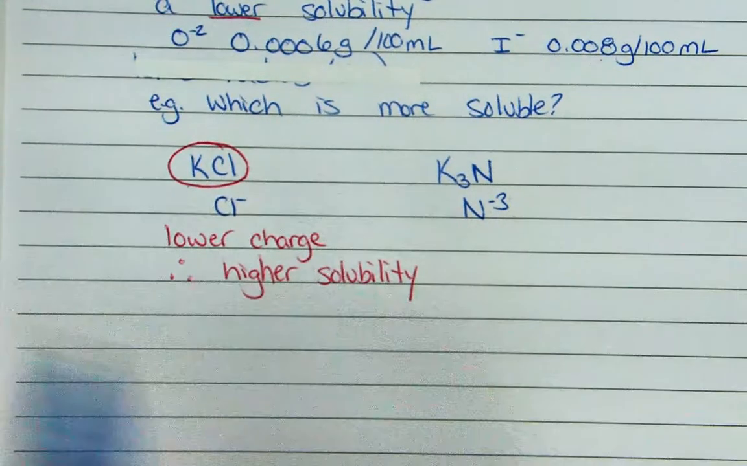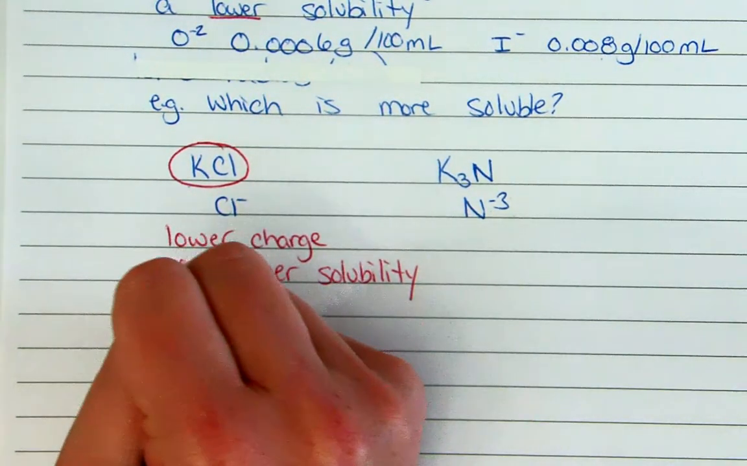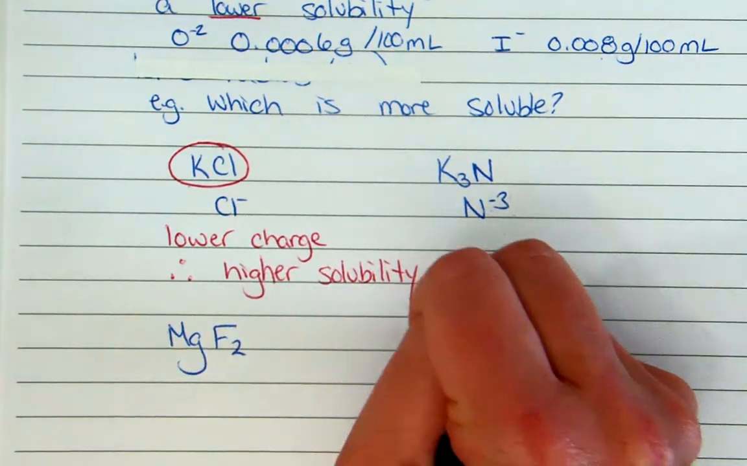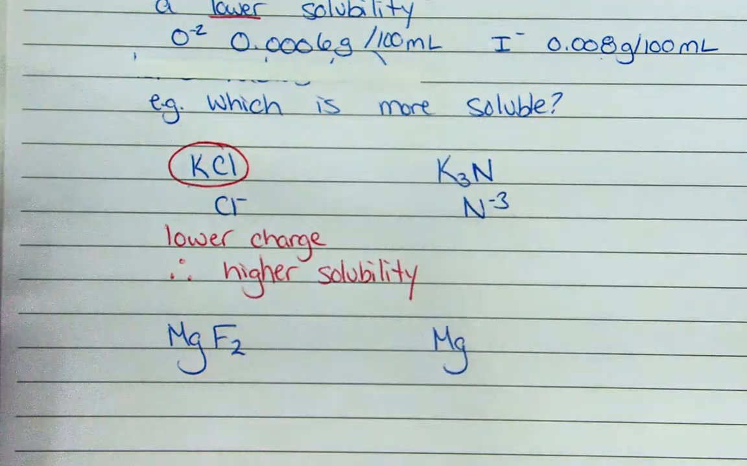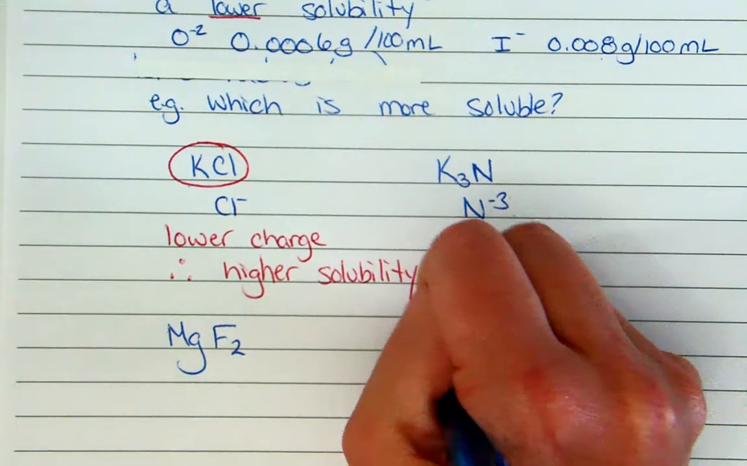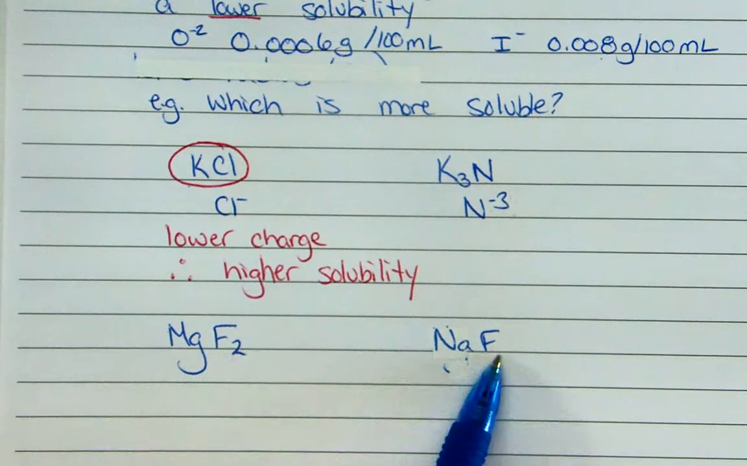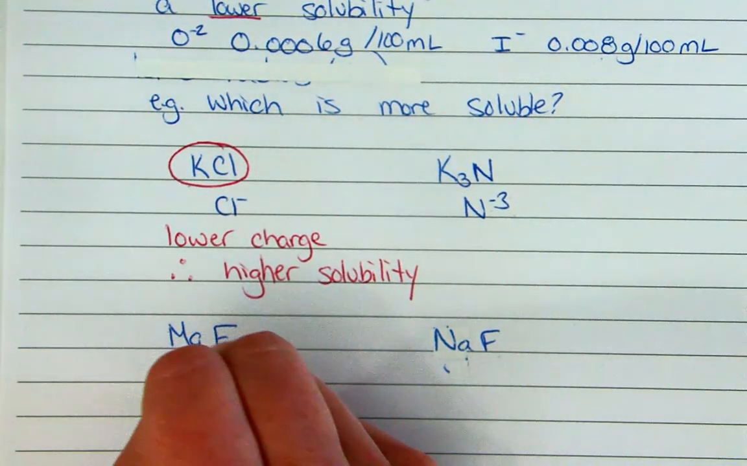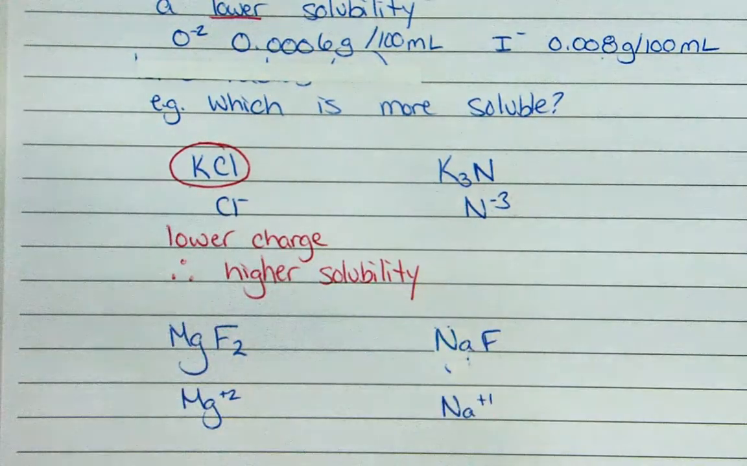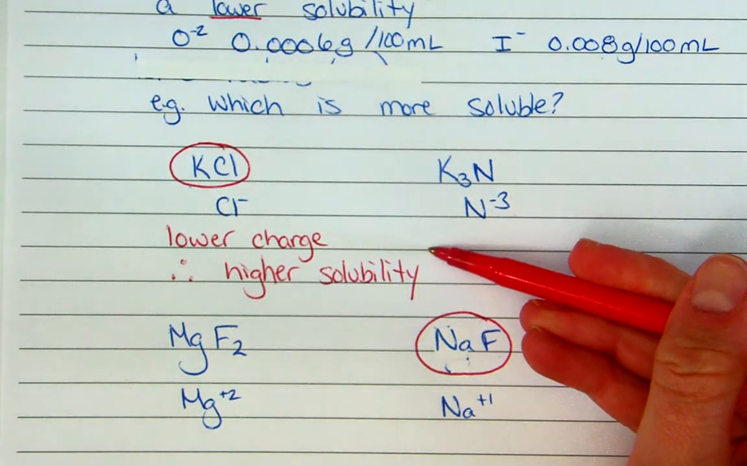Let's do another one. Which is more soluble in this one? How about magnesium fluoride? Oh, not magnesium. And sodium fluoride. Let's look at the ions. Here, our anions are the same. It's our cations that are different. So magnesium ion has a charge of +2. Sodium has a charge of +1. Okay, again, lower charge means a higher solubility.